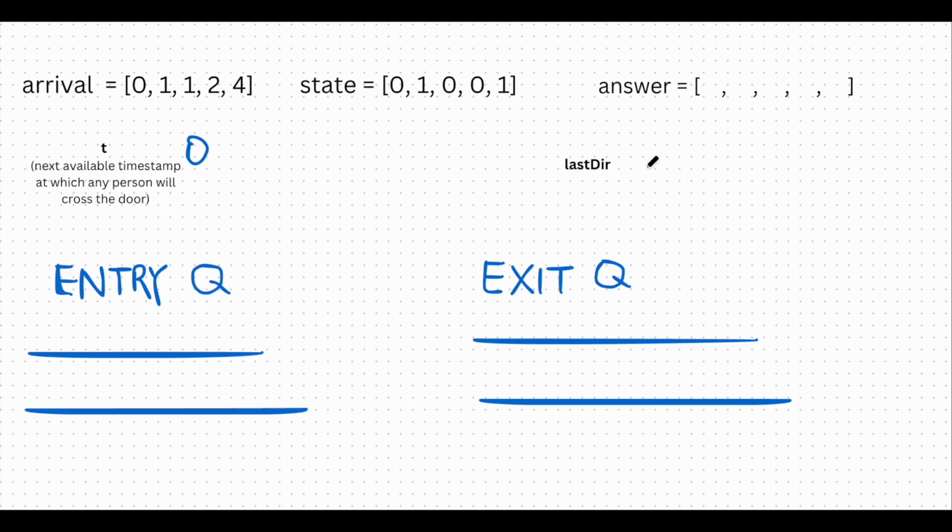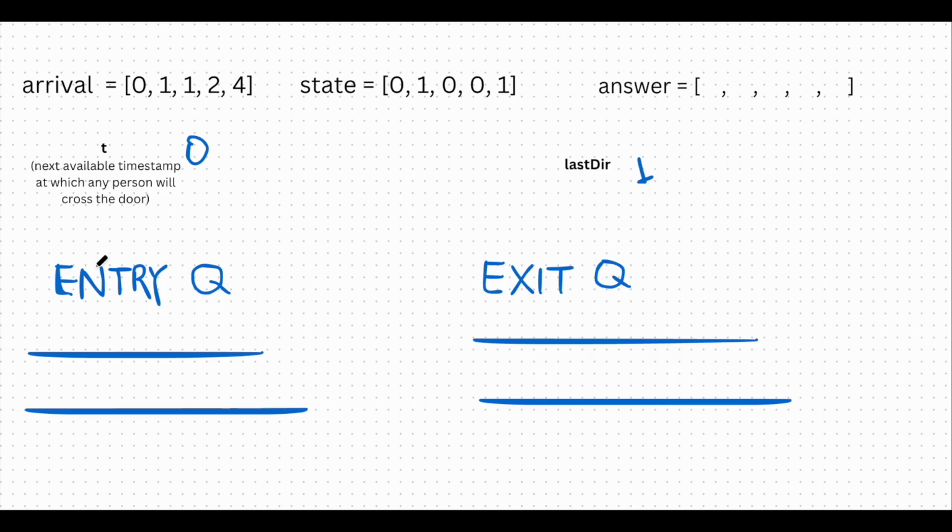And another variable, last direction, which means whether someone has entered, exited, or no one has passed through the door in the last second. Note that the last two cases, when someone has exited the door or no one has passed through the door in the last second, are similar, as in both cases we are giving preference to the person who wants to exit in the current second, so its initial value can be considered as 1, following rule number 1.